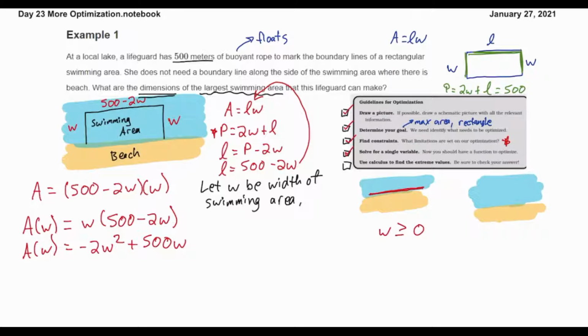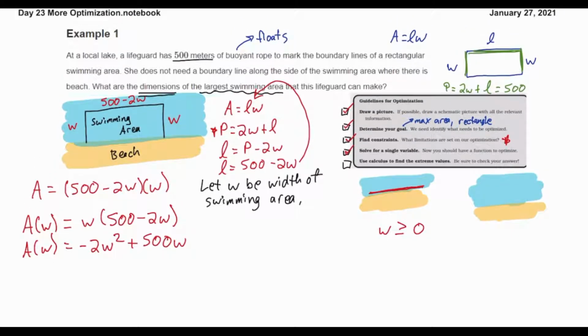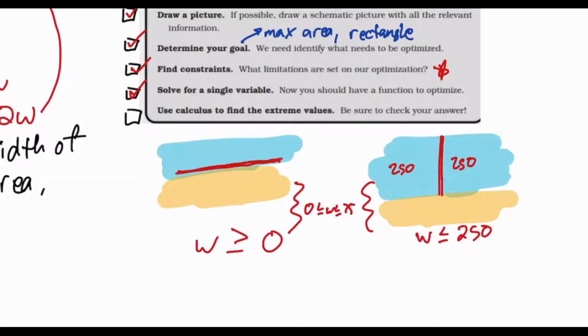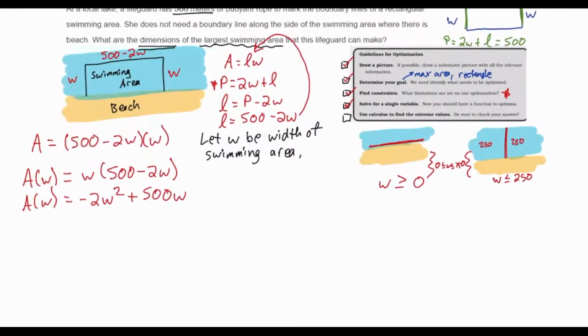And alternatively, I can have the rope going straight out and straight back in. So the rope goes out, folds back over itself and comes back in. I'll actually show a little bit of width here, but technically our length here is 0. So in this case, 250 out, 250 in. So our width is less than or equal to 250. Together, this gives us the constraint that our width is between 0 and 250. So we'll keep that constraint in mind as we work.